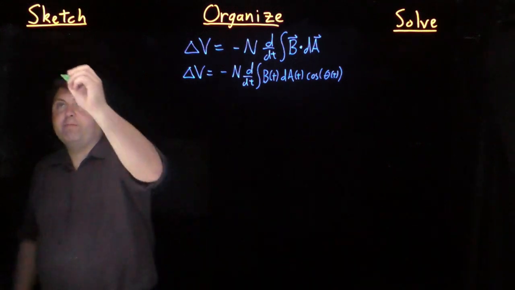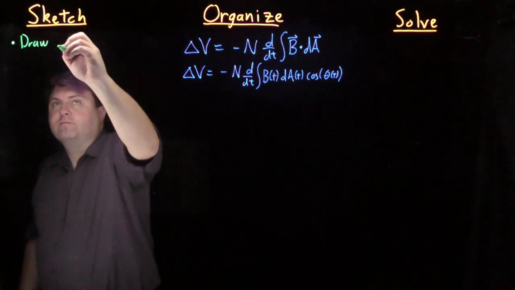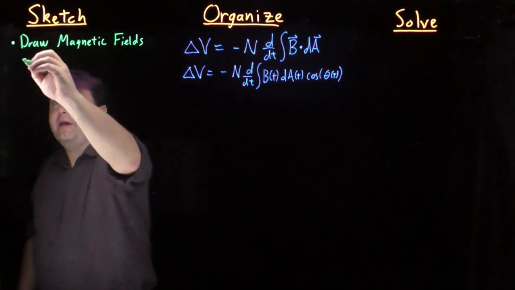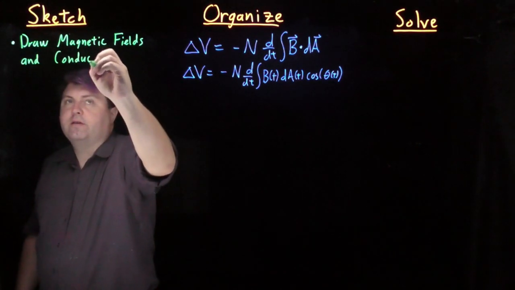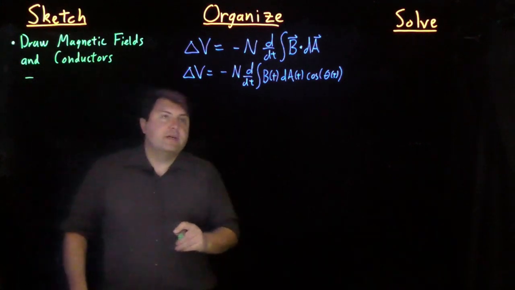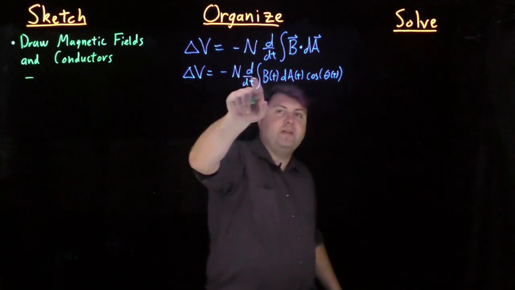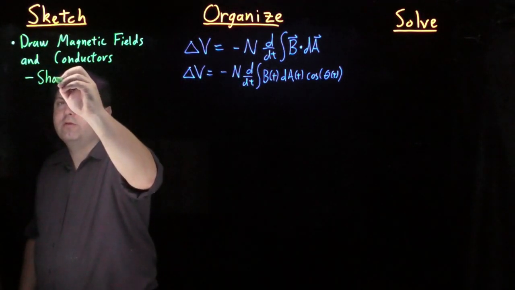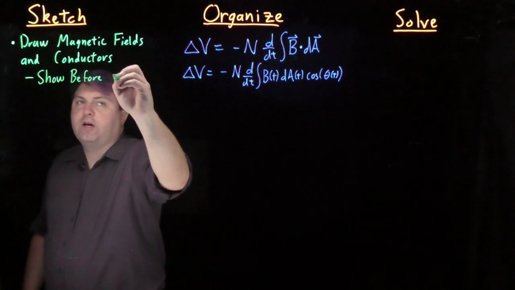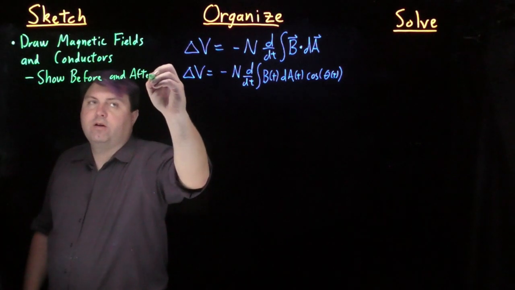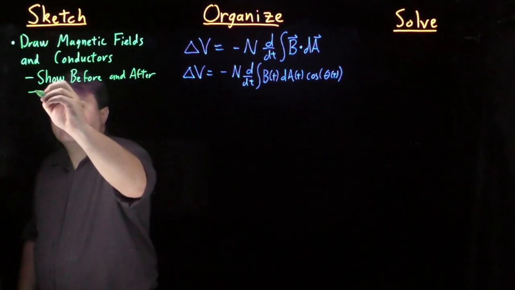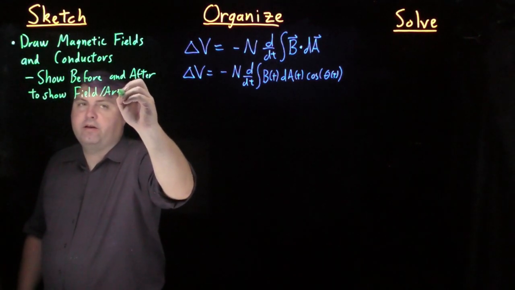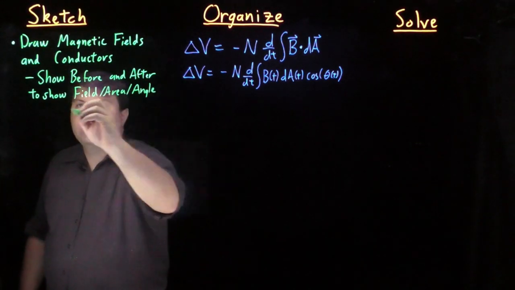So in our sketch step, we want to draw our magnetic fields and our conductors. And then because we have this time derivative, something in this needs to change in order to induce a voltage. So we want to show a before and after to show how the field or the area or the angle changes with time.